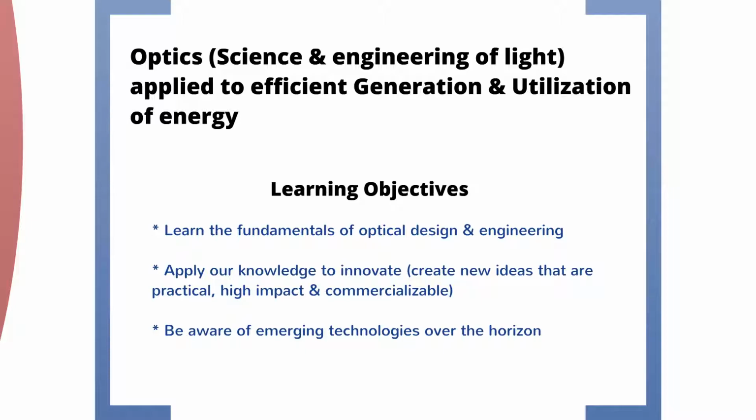So our objectives in this class are fairly straightforward. I want it to be very clear. Hopefully at the end of the semester you would have achieved this. First, we want to have some basic knowledge about optical design and engineering. How do we design optical systems? Fairly simple systems, because this is a 5,000 or 6,000 level class. The second thing, which is even more important in my opinion, is to apply this knowledge to innovate. In other words, create some new ideas. First of all, we have to identify some problems, and then create some new ideas with our knowledge about optics to solve those problems. This exercise is the important outcome of this class that I'm hoping to get to. Hopefully, the solutions are practical, high impact, and commercializable. And then, of course, we'll also talk about some new things happening in the field, so we understand new technologies that are coming on the horizon. So these are my three goals for you for this class.